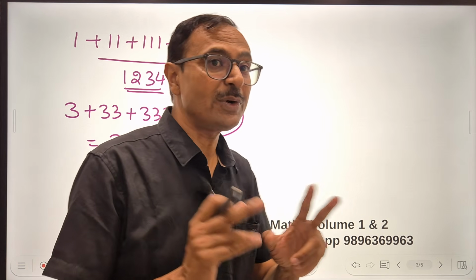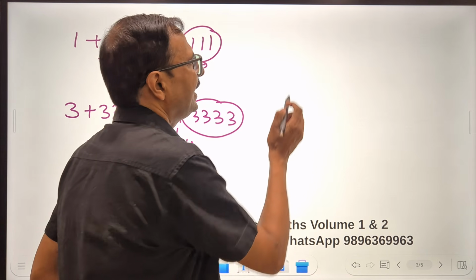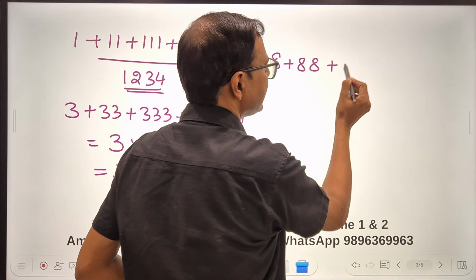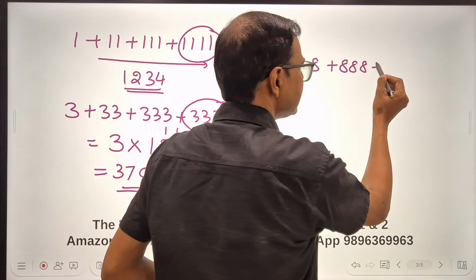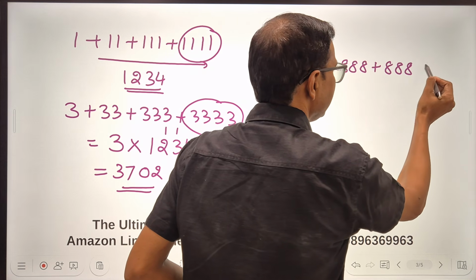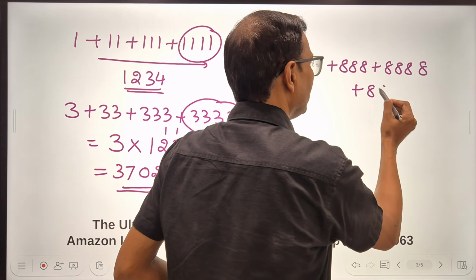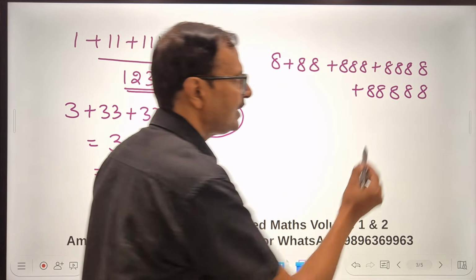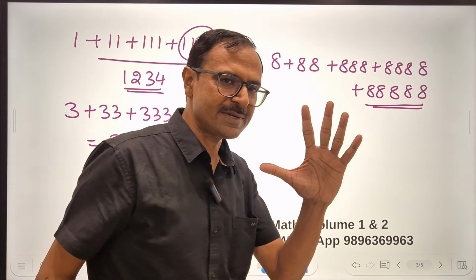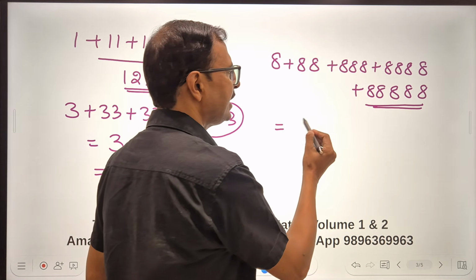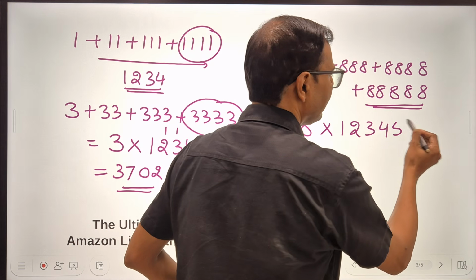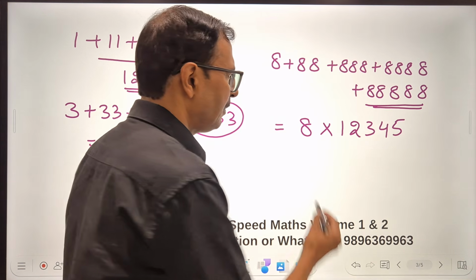Then I'm going to get into decimals also. Let's take 8 plus 88 plus 888 plus 8888, and let's take one more, 88888. So how many times is 8 repeated maximum? 5 times, right? So what will be the answer? 8 times. Write the counting: 1 2 3 4 5. And simply multiply this.